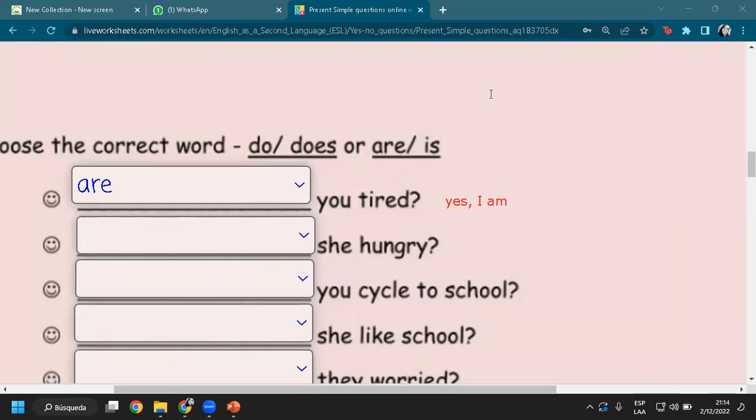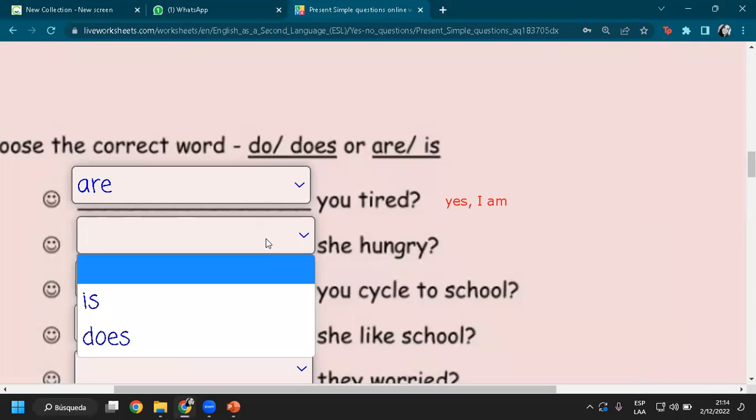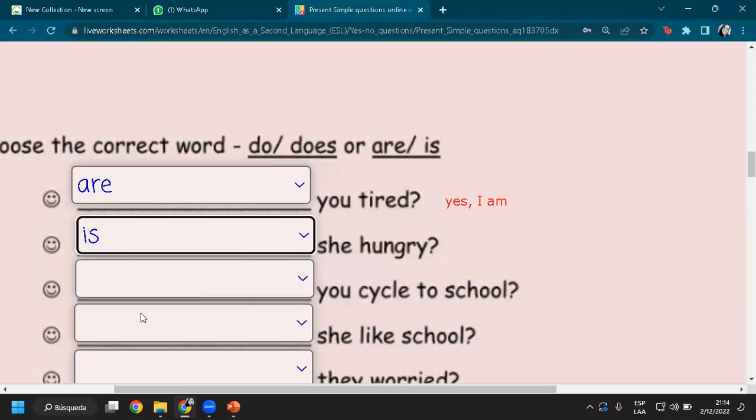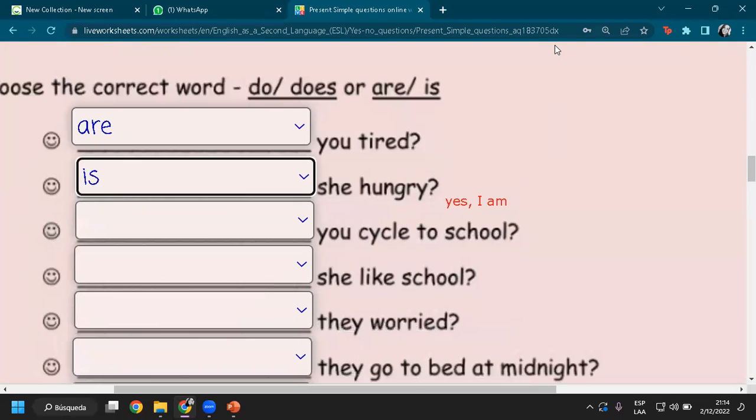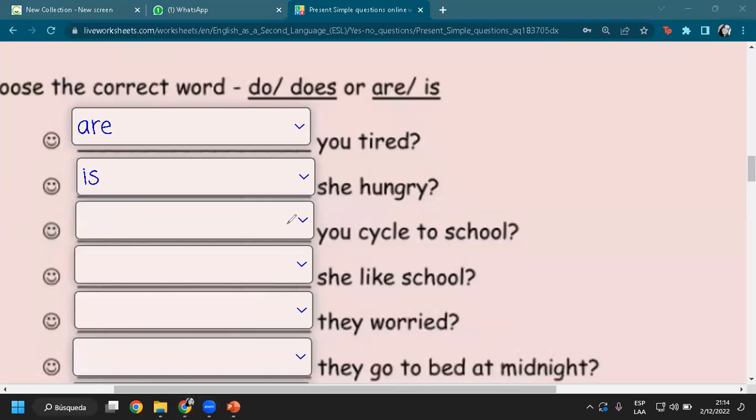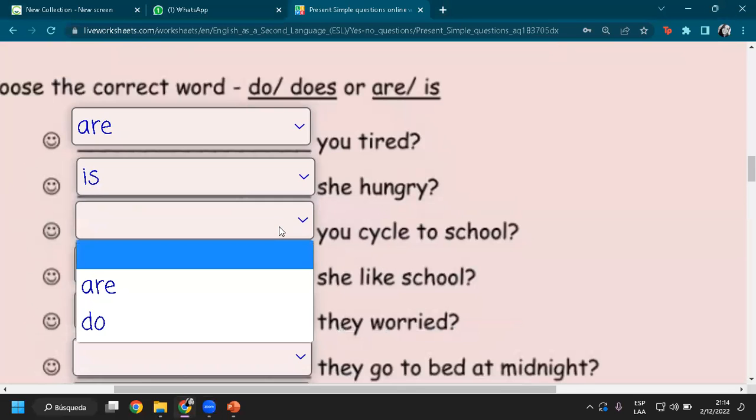Next one. She hungry. Can I say, is she hungry or does she hungry? Is she hungry? Very good. Next one. You cycle to school. What will be the correct answer here? Can I say, are you cycle to school or do you cycle to school? Do you cycle to school?